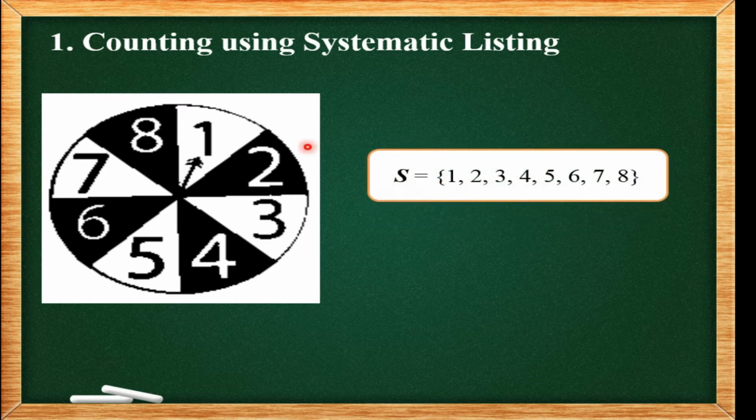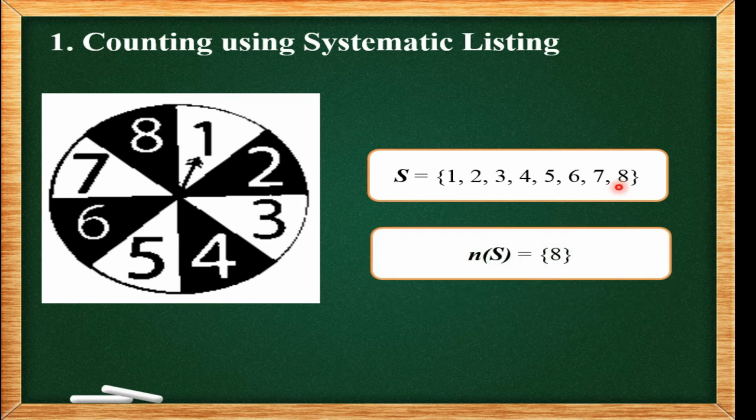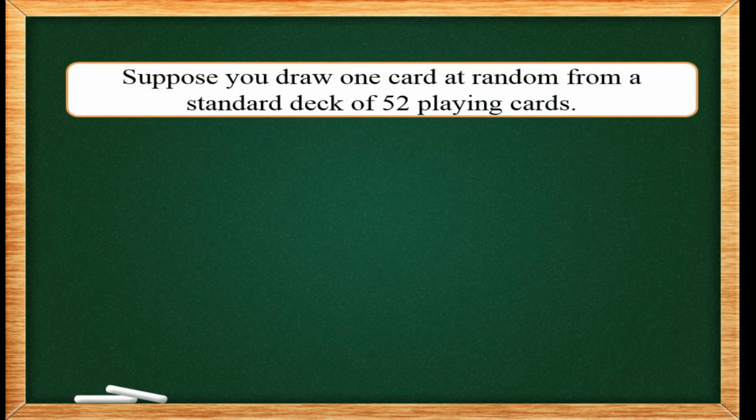The elements would include 1. You start from here until you reach the 8. And then after that, you count what you have listed to determine your N of S. So 1, 2, 3, 4, 5, 6, 7, 8. N of S is equal to 8. Let us look at additional examples. Suppose you draw one card at random from a standard deck of 52 playing cards.